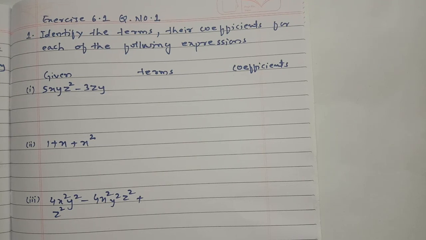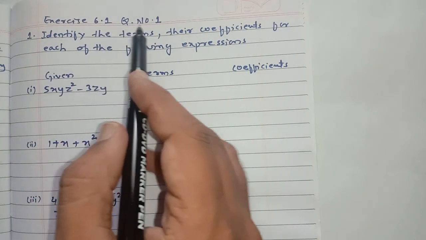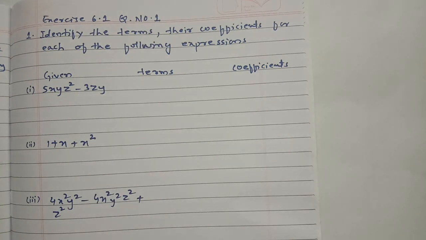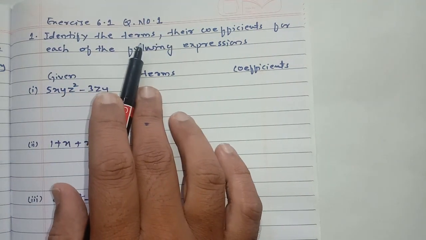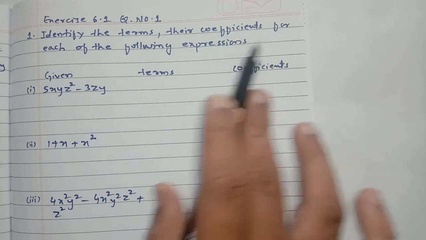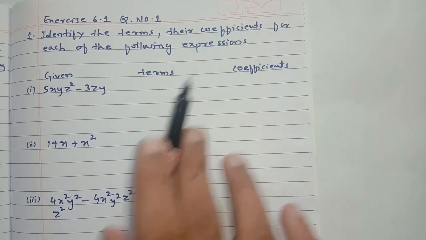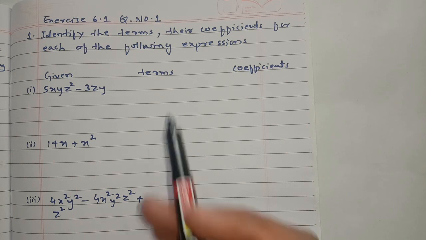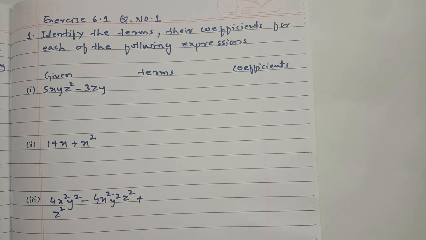In this video, we'll solve one question from exercise 6.1, that is question number 1. Under that, we have 6 questions. Let's see what is the question and how to solve it. Identify the terms and their coefficients for each of the following expressions. Expressions are given. We have to identify the terms and we have to write their coefficients also.